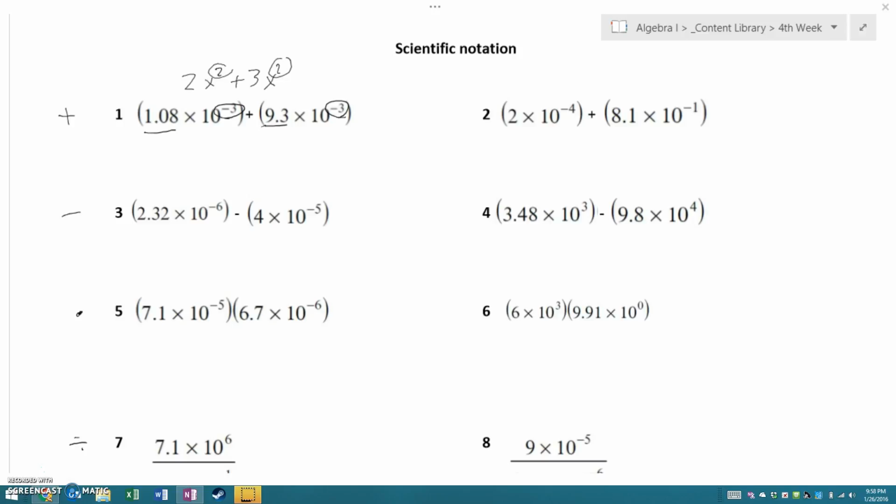Which of course is 10.38. 10 with a negative 3. I'm not changing the 10. Exponents aren't changing. For example, if I added these two, that would be a 5x squared. I'm not changing the exponent. I'm not changing the x. I'm just adding up the numbers in front there.